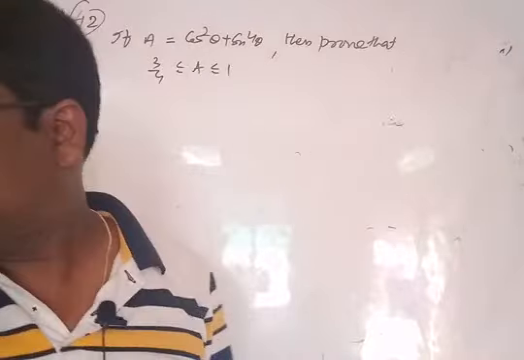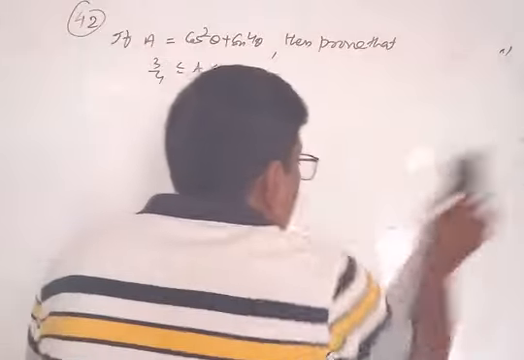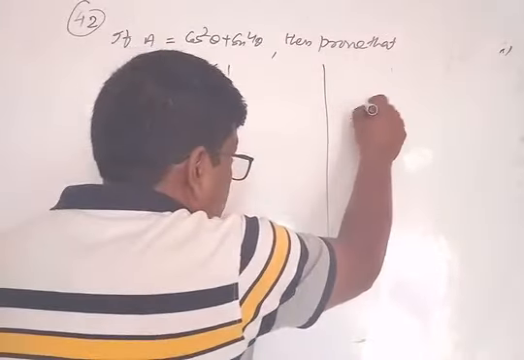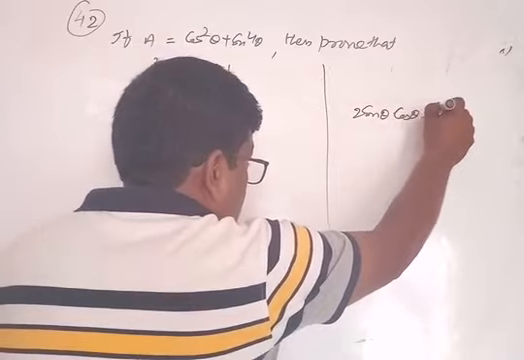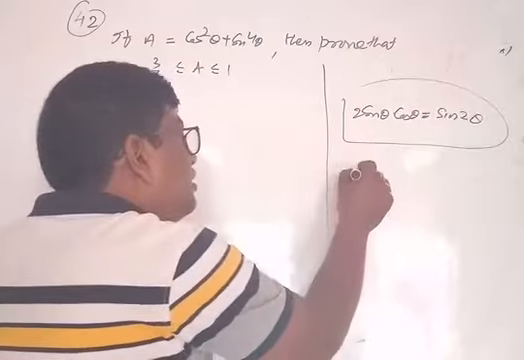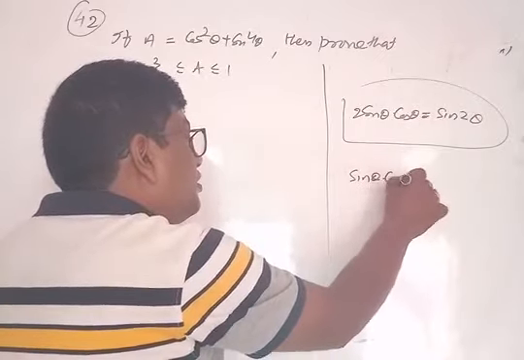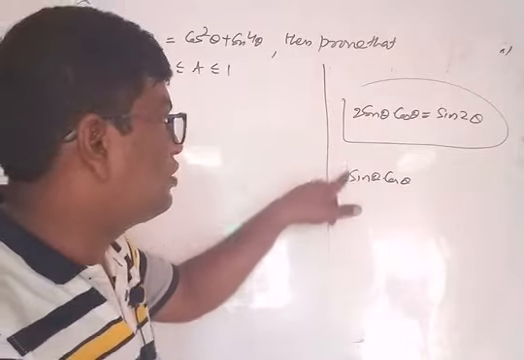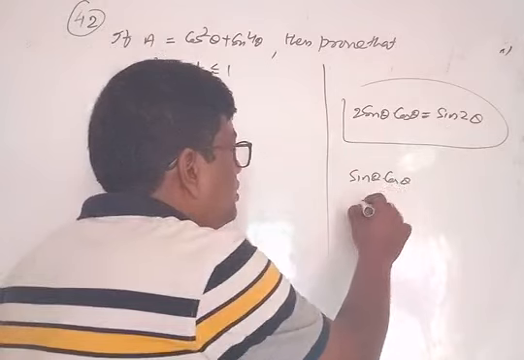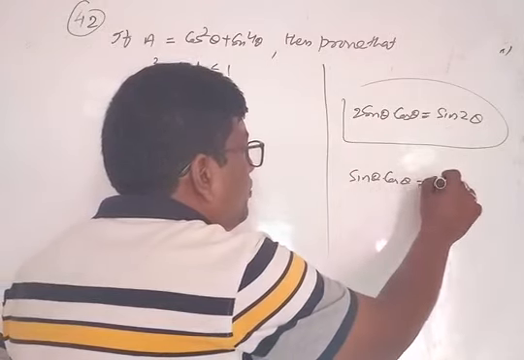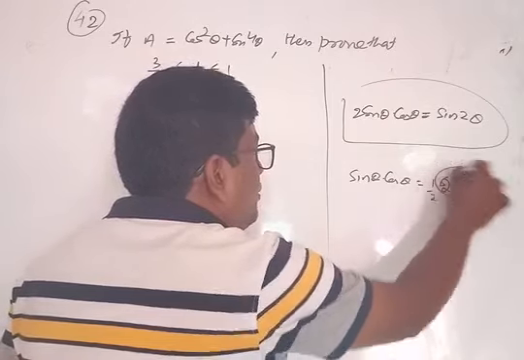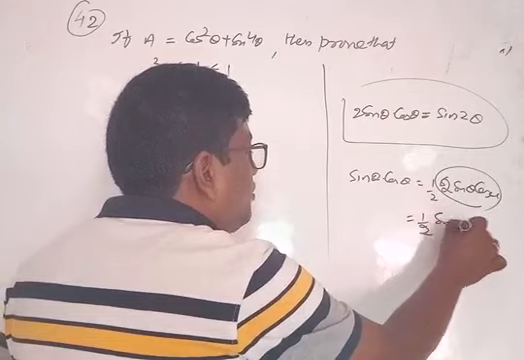Now one formula is required here. 2 sin theta into cos theta is equal to what? Sin 2 theta. Suppose you are given only sin theta into cos theta. So what quantity is required to get sin 2 theta? Obviously 2. This can be written as multiply by 2, that is 1/2 into 2 sin theta into cos theta. That is equal to 1/2 into sin 2 theta.